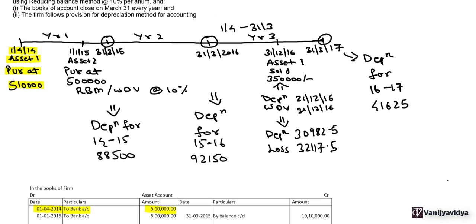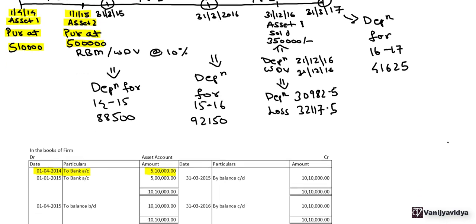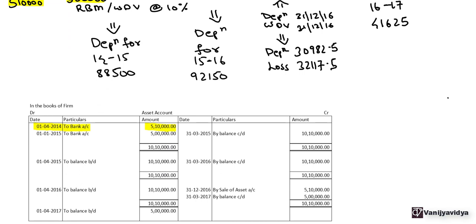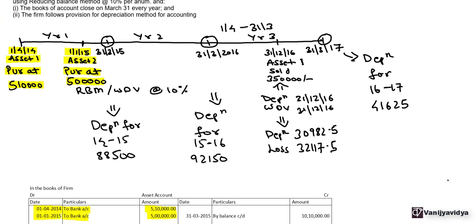Next, in the same year, that is year 1, on 1st Jan 2015, asset 2 purchased at 5 lakh. So again there is a purchase of an asset. On 1st Jan 2015, the entry is asset account debit to bank account 5 lakh. Now, there are no more purchases or sales of assets in this financial year. So on 31st March 2015, we will record the entry for depreciation.